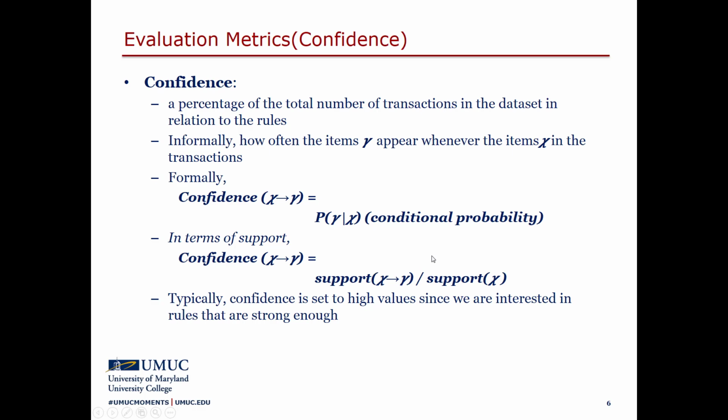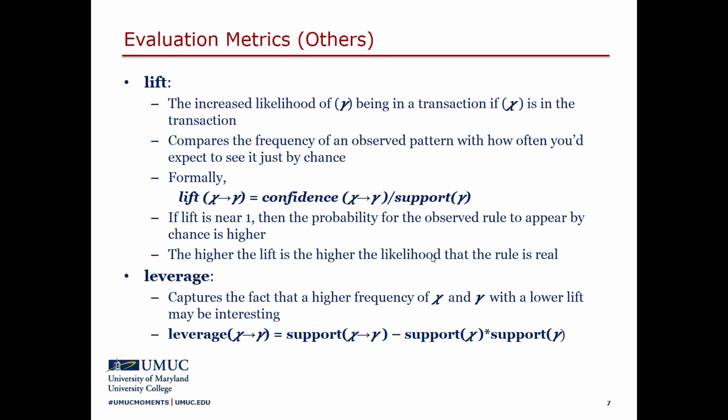And unlike the support, the confidence is usually set to a higher value, like 80%, 90%. Okay? Because you want to have a level of confidence in the rules that are extracted from the frequent item sets. Okay. And a third metric that is widely used together with support and confidence in the Apriori algorithm is called lift.